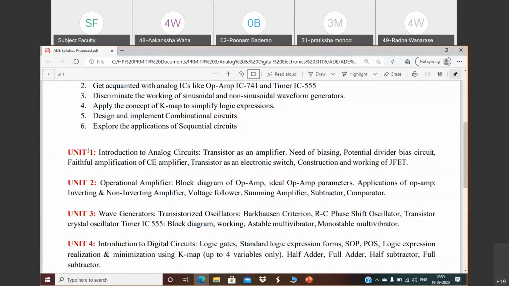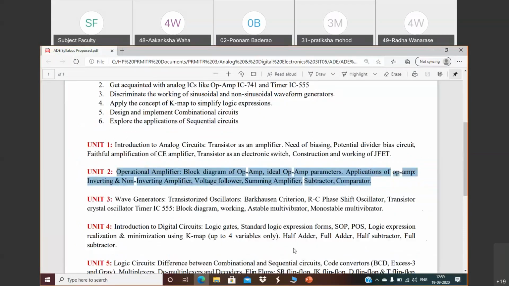This is our syllabus. In unit number 2, you can observe here, this was your syllabus, these many topics. We started our discussion from what is an operational amplifier. Then we saw the block diagram of the op-amp, then the ideal op-amp parameters and their definitions. After that we discussed the applications of op-amp as linear applications and non-linear applications.